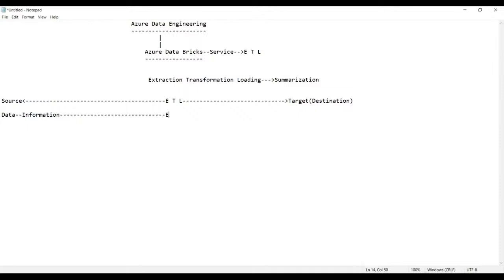And once the information is extracted, you transform. That means you change the format of the information. That is called transformation. And once the transformation is done, finally you load the data into the target or the destination. For example, guys, now I will give you a live example so that you will understand this ETL in a better way.